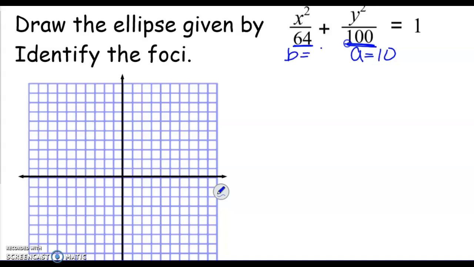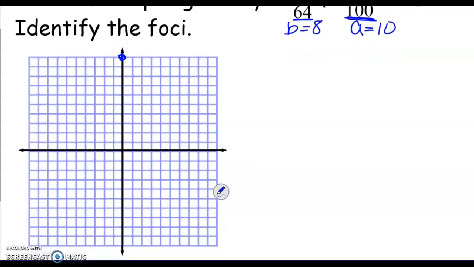Then I'm going to tell you that B is 8. Okay, so my center is at 0, 0 right now. There's no shifting happening. So up and down, I'm going to have this spot, and I'm going to have this spot. Side to side, 8. Okay, so my ellipse, I'm going to draw it the best I can with kind of rounded.